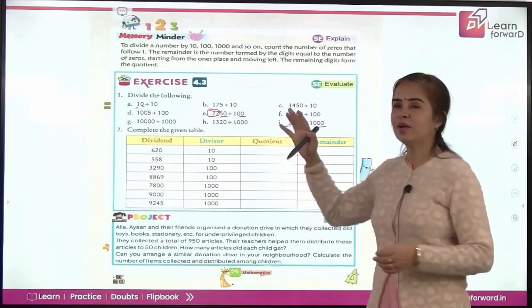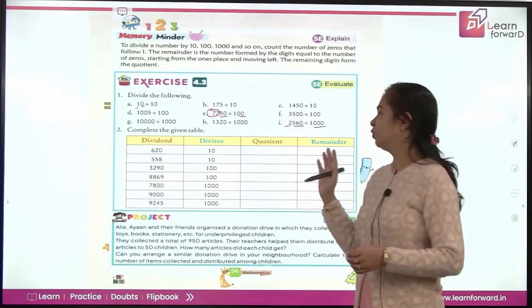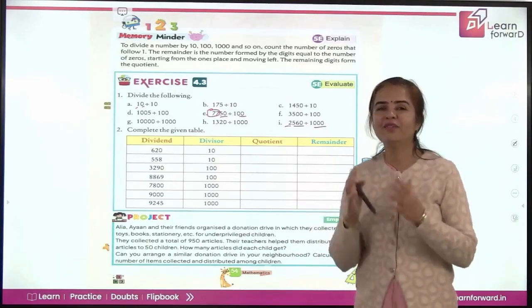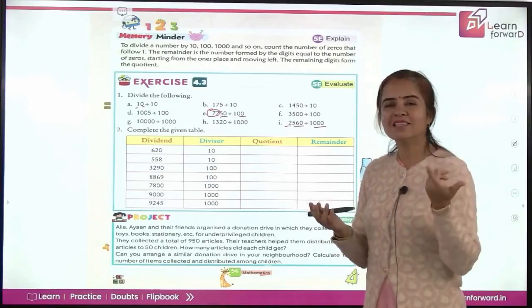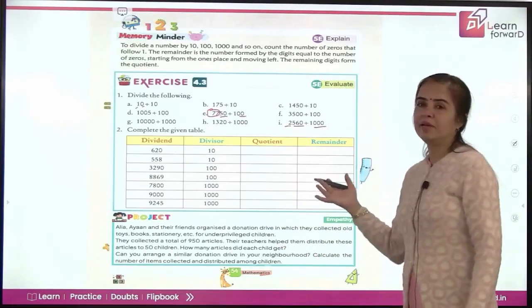So I'm sure you can do the rest of the parts yourselves here in this question also. You have to write the quotient and remainder and you will love to do it. It's just a simple game, right? So do this, complete the table also.